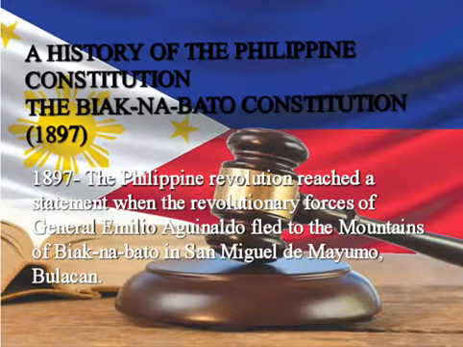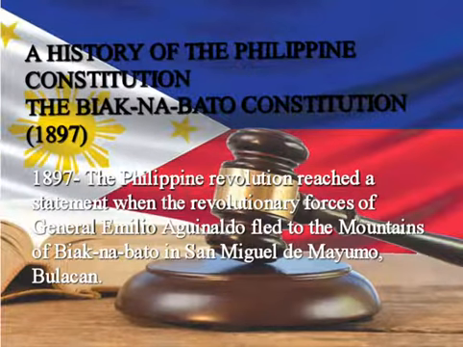Let's proceed to the history of the Philippine Constitution. There are at least 7 Philippine Constitutions framed in our history. The first is the Biak na Bato Republic Constitution in 1897. In 1897, the Philippine Revolution reached a stalemate when the revolutionary forces of General Emilio Aguinaldo fled to the mountains of Biak na Bato in San Miguel de Mayumo, Bulacan.